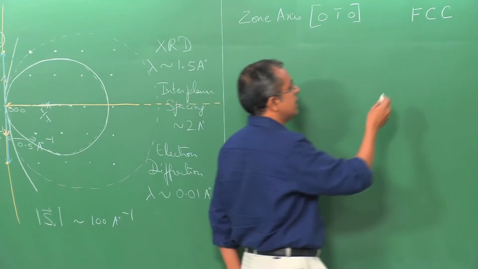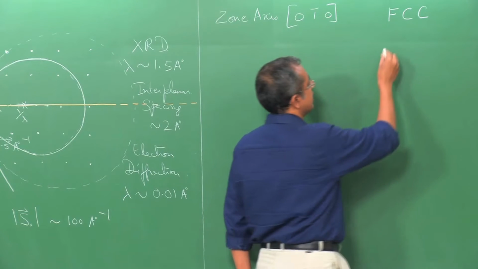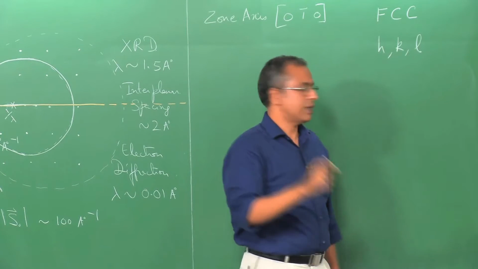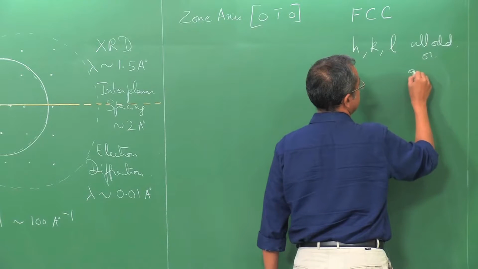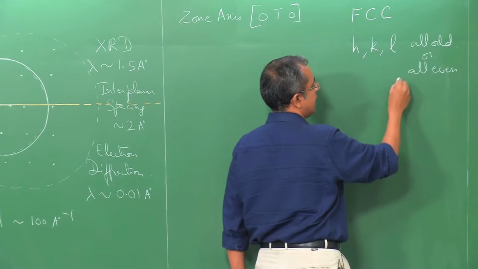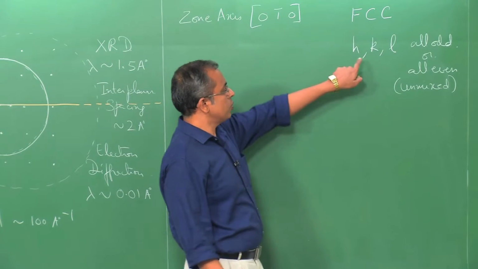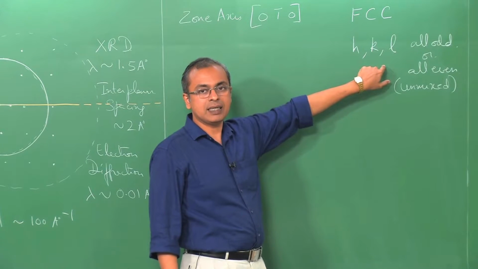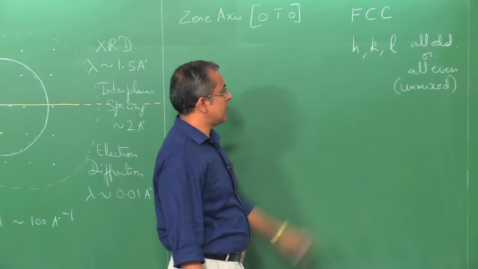Specifically for FCC, the condition that holds for a plane or a set of planes to display diffraction is that the H, the K and the L values should either be all odd or all even. In this context they also simply say unmixed, meaning either all odd or all even. So, a 2-2-2 plane can give diffraction, a 2-4-2 can give you diffraction, 2-4-0 can give you diffraction, but a 2-4-1 cannot, 1-0-1 cannot, things like that. Okay. So, that is the condition.